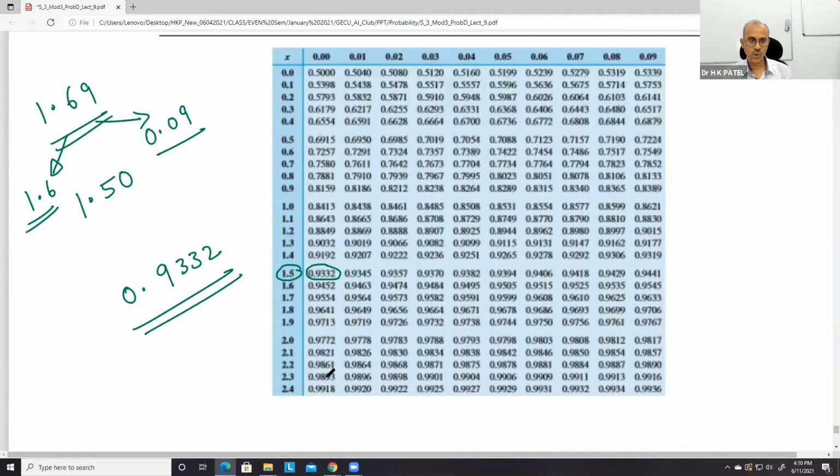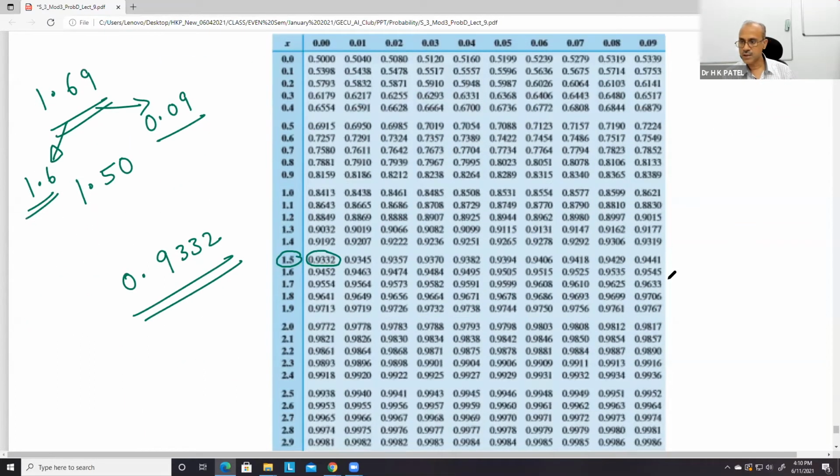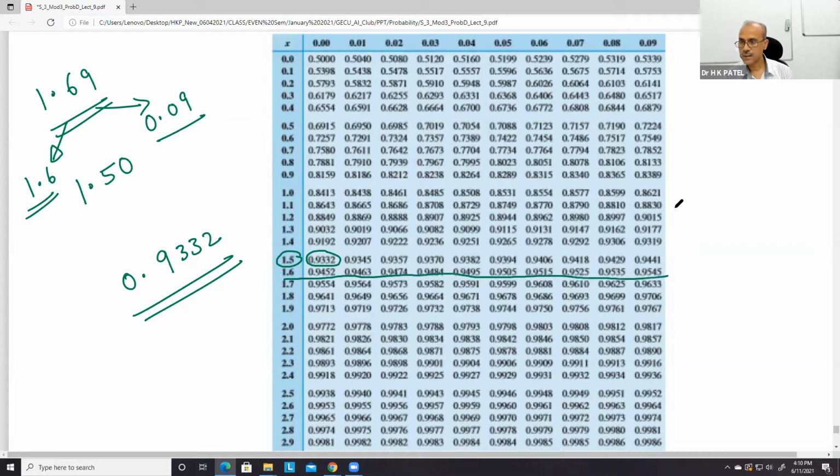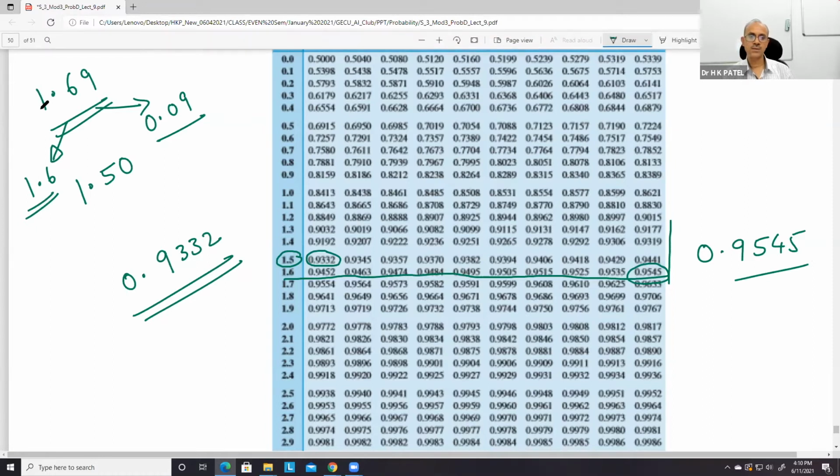For example, 1.6 is here and 0.09 is here. So this 1.6 goes horizontally and this comes vertically. So here you will find this number, which is 0.9545. Okay. So in this way, you can search the value corresponding to a number in a normal table.